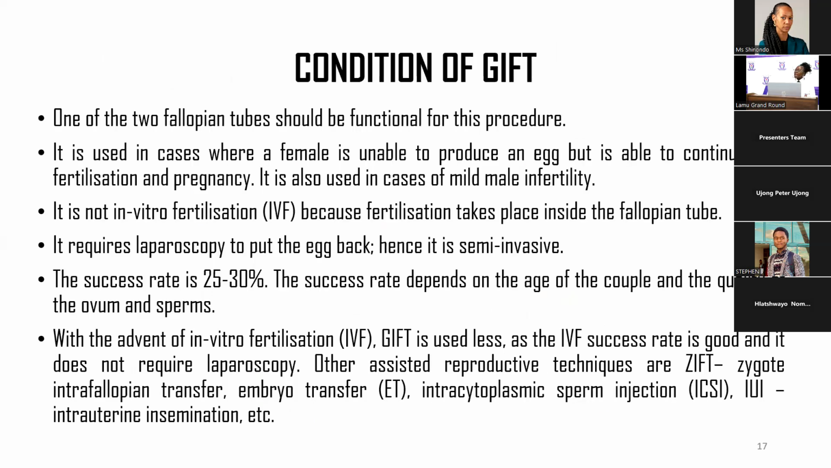Okay. When can one undergo the gamete intrafallopian transfer? At least one of the two fallopian tubes should be functional for this procedure to be successful. It is used in cases where a female is unable to produce an egg, but is able to continue with fertilization and pregnancy. It is also used in cases of mild male infertility.